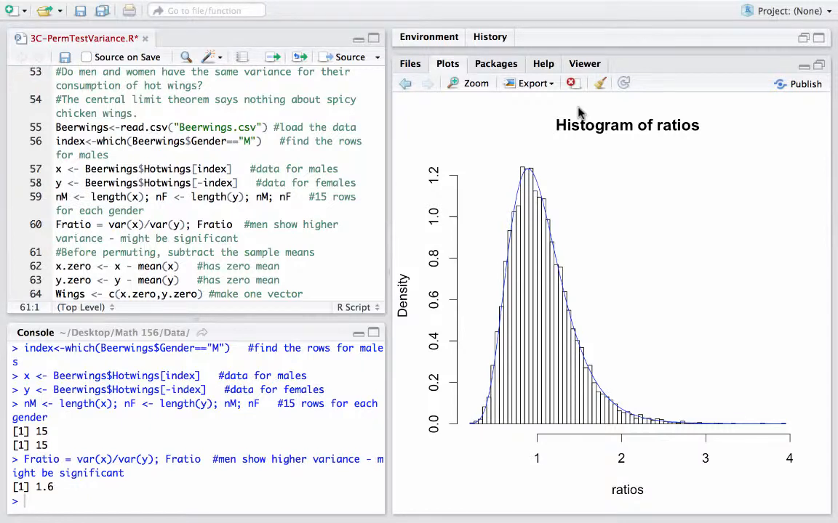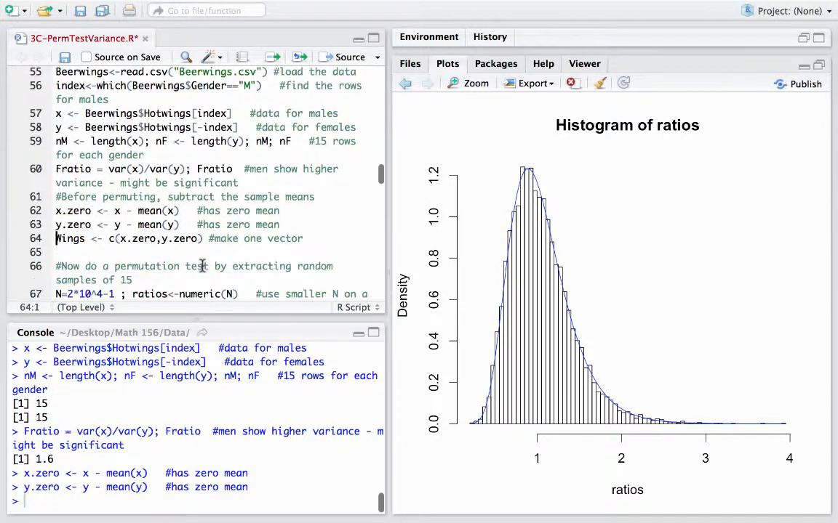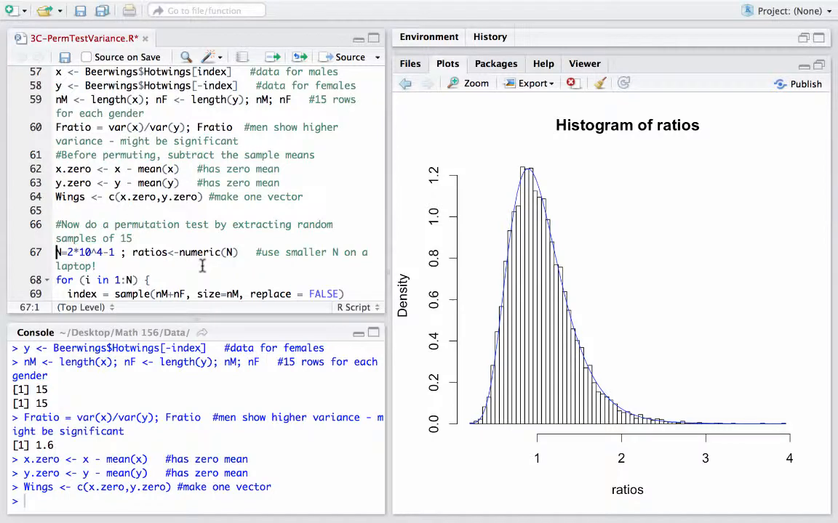So it looks like the variance for men is 1.6 times the variance for women. And we're curious to see if it truly is a wider spread for how many hot wings a man eats when he goes out relative to how many a woman eats when she goes out. So once again, we'll take out the sample means before we permute. We'll concatenate the data together.